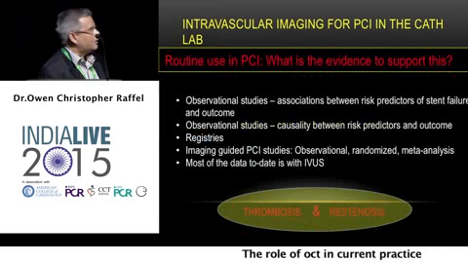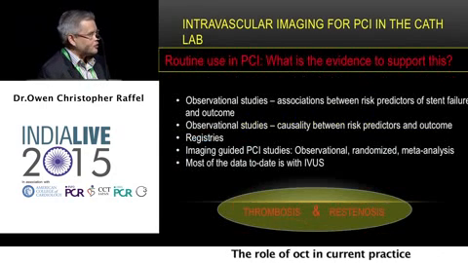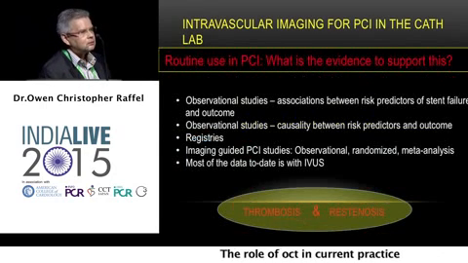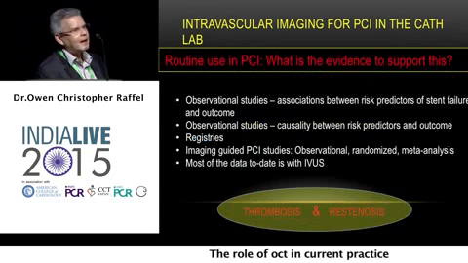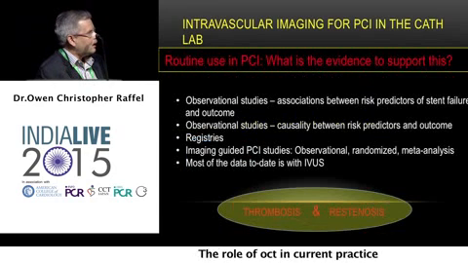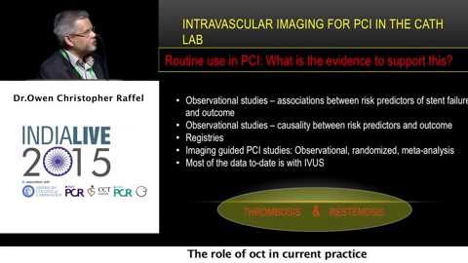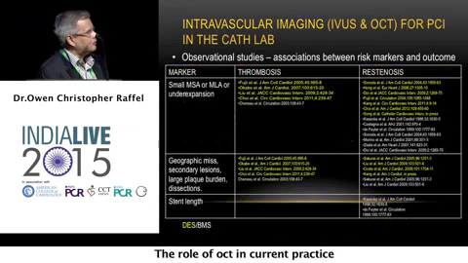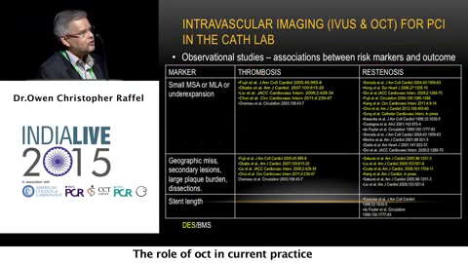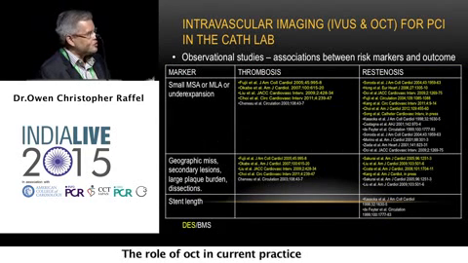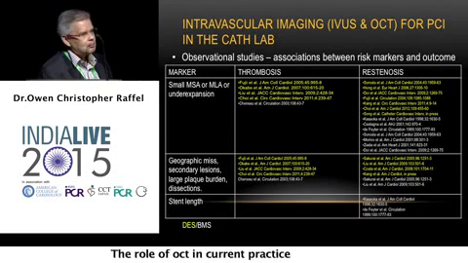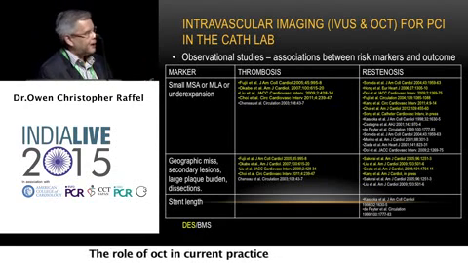Well, most of the data is from IVUS. And I suppose we can correlate that because they are imaging tools. A lot of the data are observational studies of associations and causality. And you can see the vast number of these studies, both with IVUS and to a lesser extent with OCT, showing that geographic miss will have bad outcomes or malapposition may have bad outcomes.